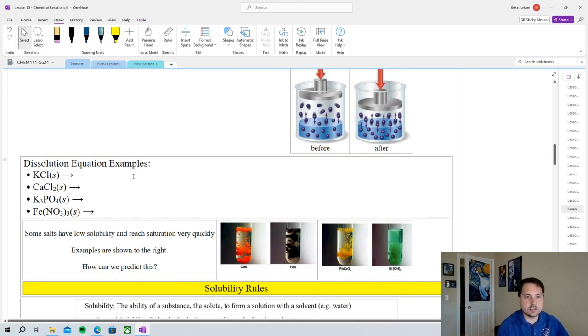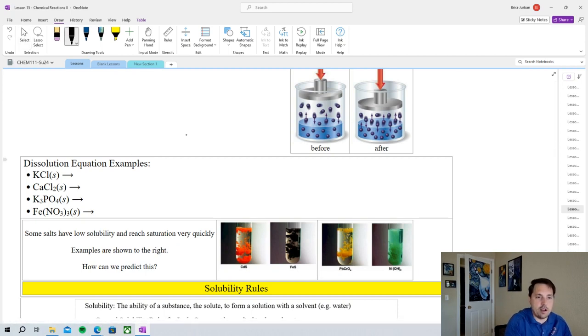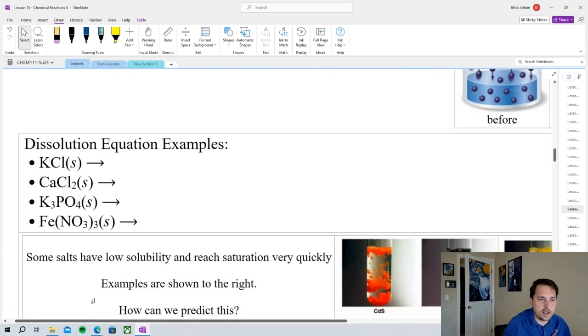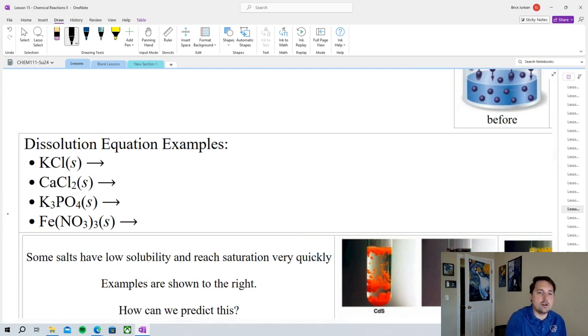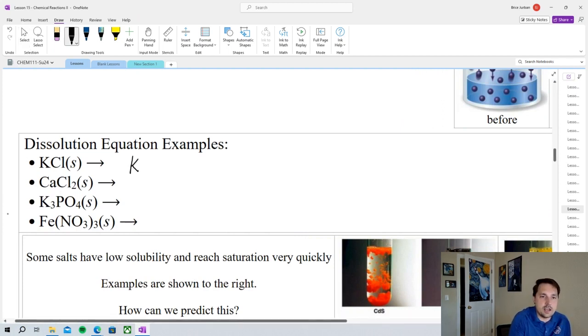Now, what I want to do is practice some of these dissolution equation examples, and they're not all that hard to write. So for our first one, if I have potassium chloride and I dissolve it in water, we're going to have K+ ions, and we'll have Cl- anions. And remember, each of these is going to be surrounded by water molecules. And then if I take the salt calcium chloride and I put that into water, this will dissolve, giving us calcium 2+ ions.